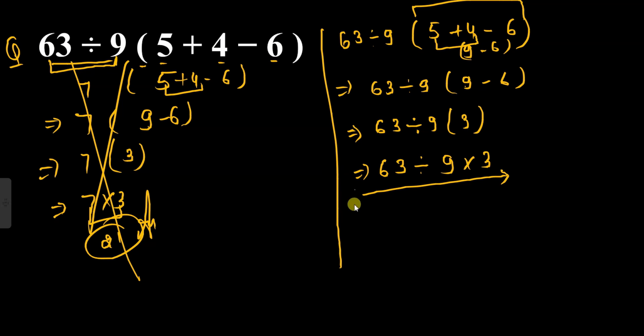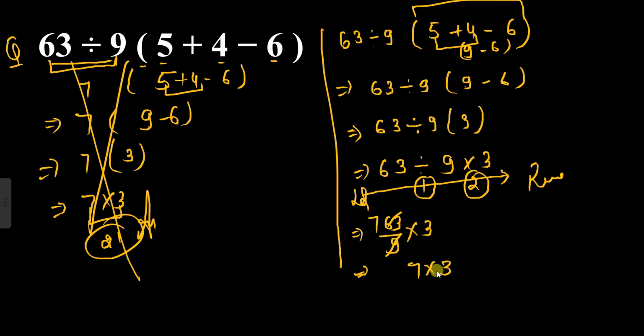Now we'll check from left to right. When checking left to right, we'll give first priority to division and second priority to multiplication. So, let's solve it further. 63 divided by 9 times 3. 63 divided by 9 is 7, so 7 times 3 equals 21. This is the right answer and the correct method.